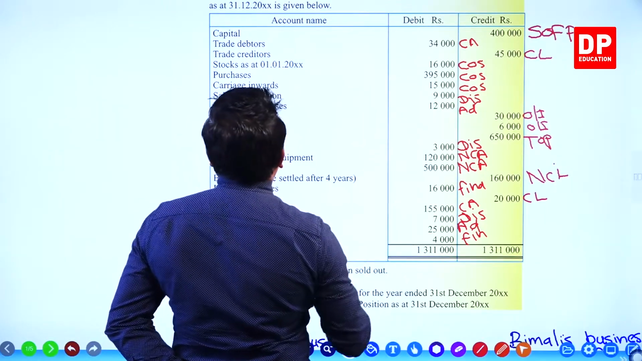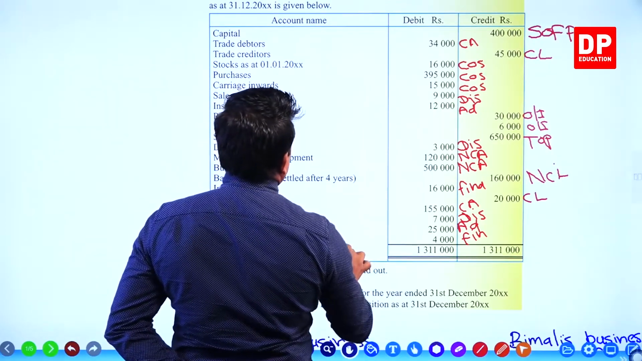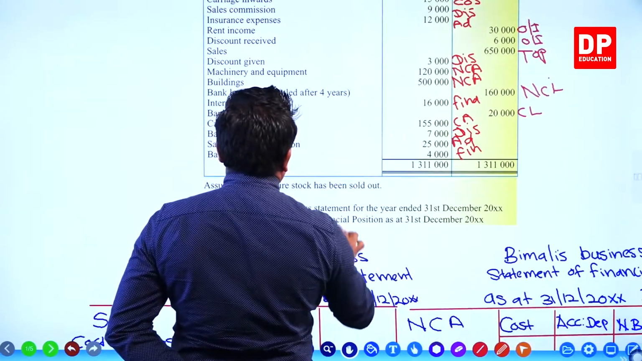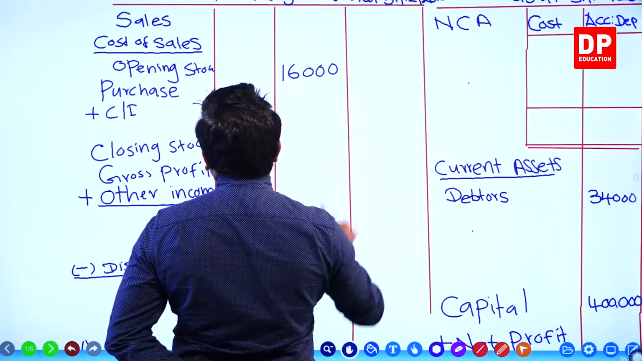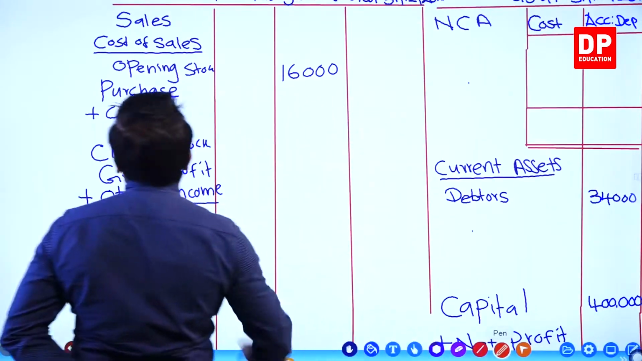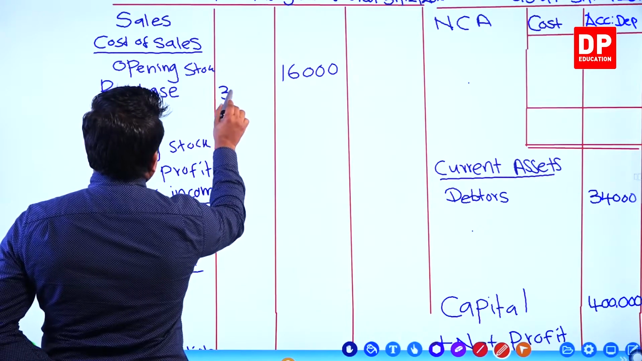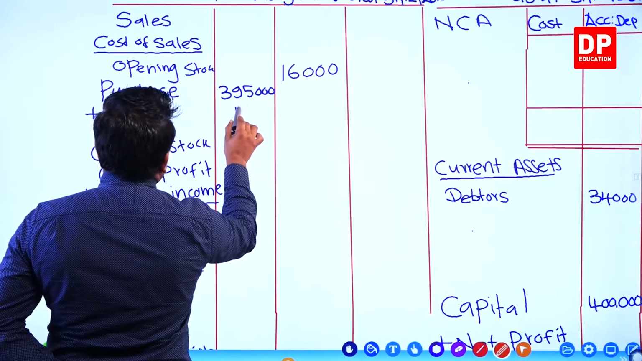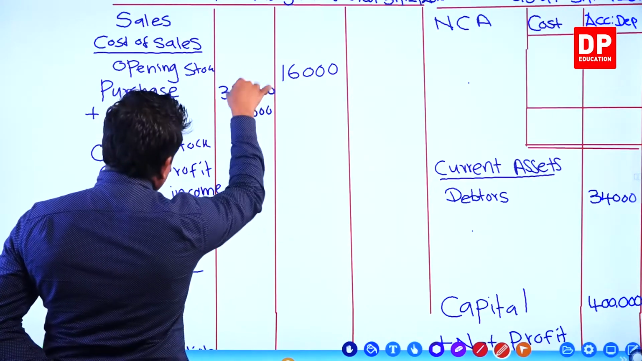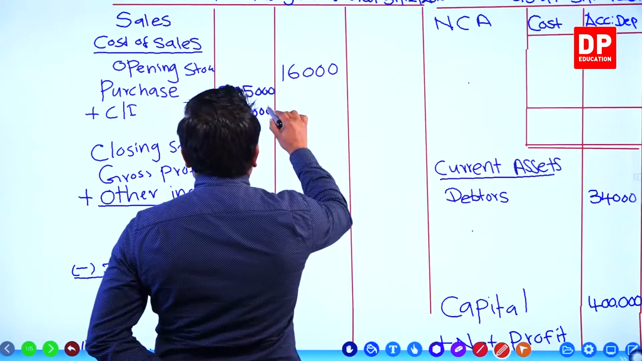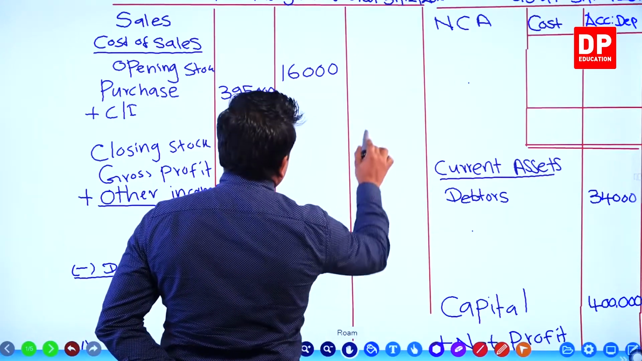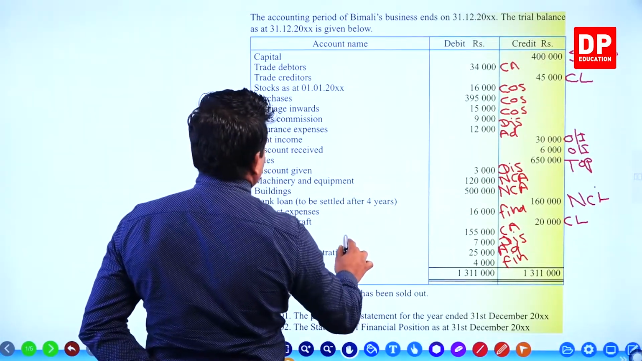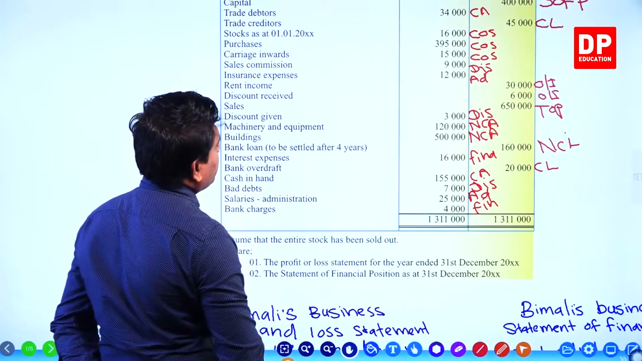Purchase 395, carriage inwards 15,000. Both come to the same place. Purchase 395. How much the carriage inwards? It's 15,000. You have to add these two. Now next one. Don't get the total here. First what do you do? First we have to enter the details to the relevant places. Then after that it's very easy to get the total, right?